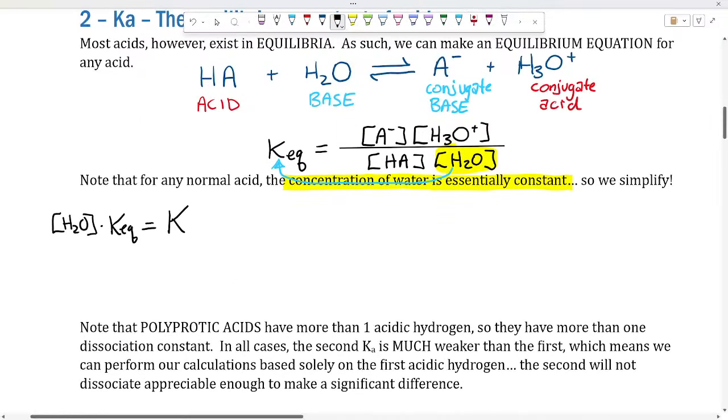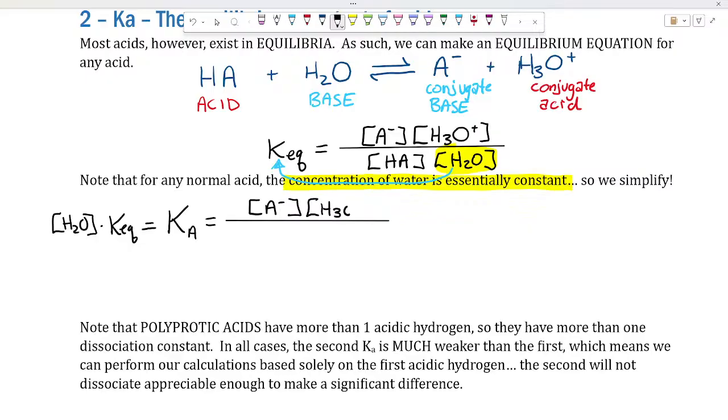And since we're just doing that, we'll give it a new name. We'll say it's a new constant, and we're going to call it Ka. A for acid. Or apple, if that's helpful to you. And that would equal the concentration of A minus times concentration of H3O plus. In other words, the concentration of the conjugate base times the concentration of that H3O plus ion divided by the concentration of HA.